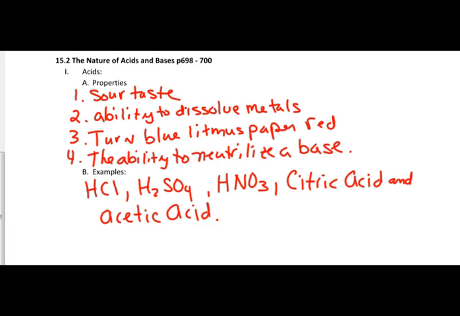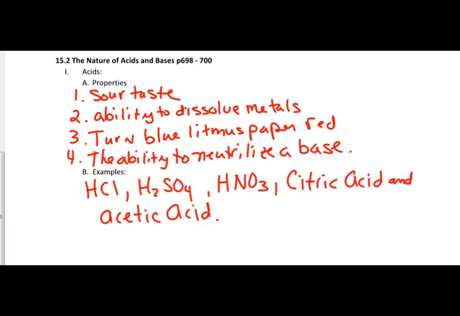They also have the ability to dissolve metals. That's why your chemistry teacher tells you not to throw acid down the sink. It will dissolve the copper pipes. It will also turn blue litmus paper red, and it has the ability to neutralize a base.